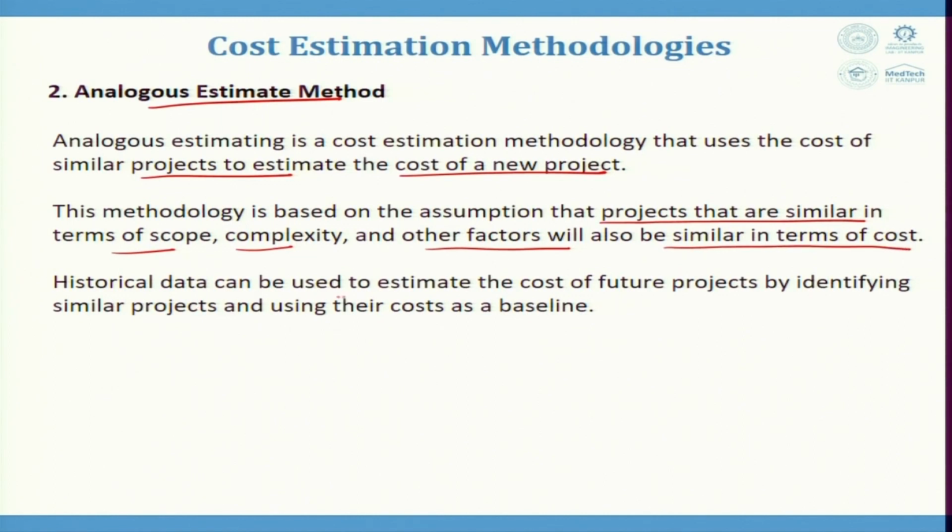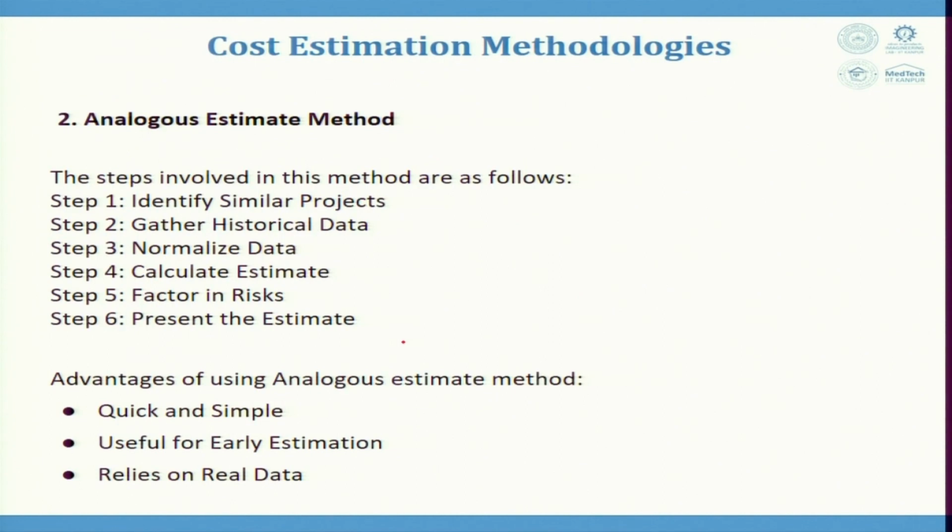Historical data can be used to estimate the cost of future projects by identifying similar projects and using their cost as a baseline. So, the steps involved in this kind of cost estimate, the analogous estimate method, are number one, identification of similar projects. When I say identification of similar projects, again, the scope, the size and complexity of the project are taken, and the resources required for the project should be similar.